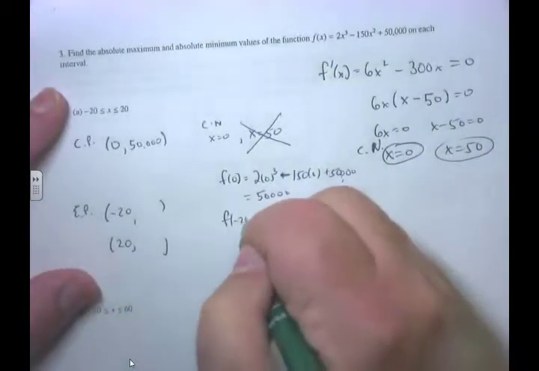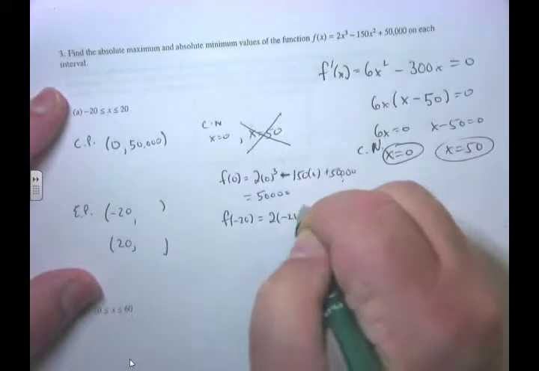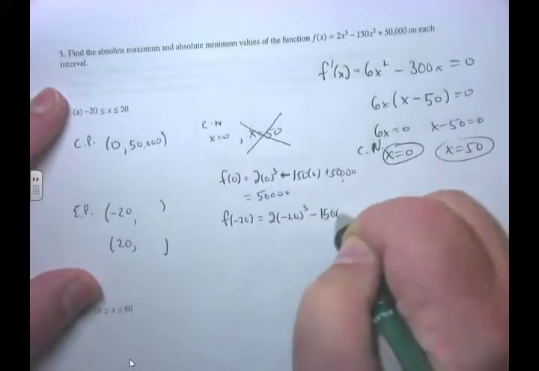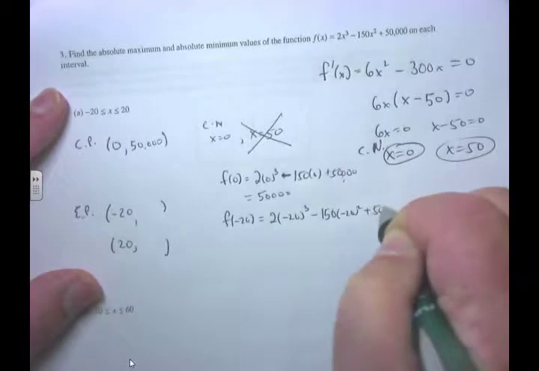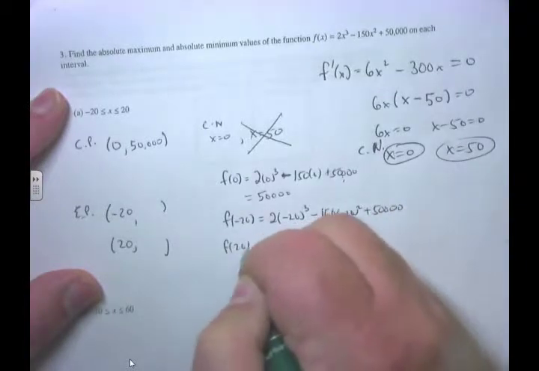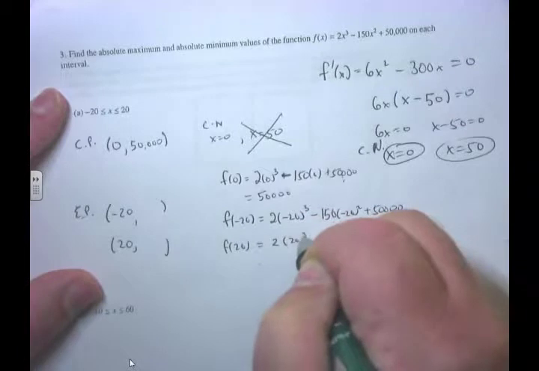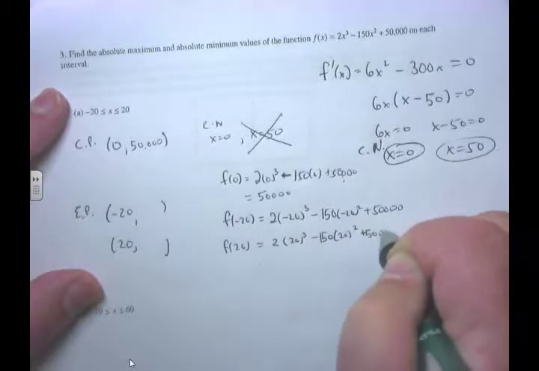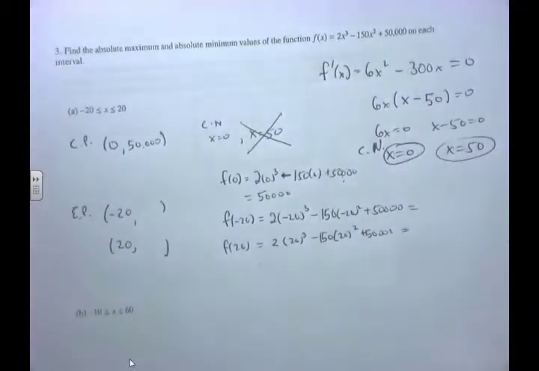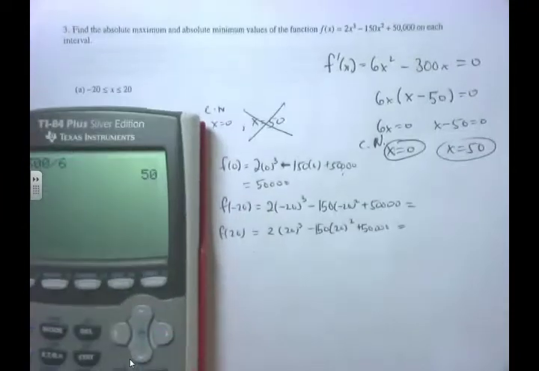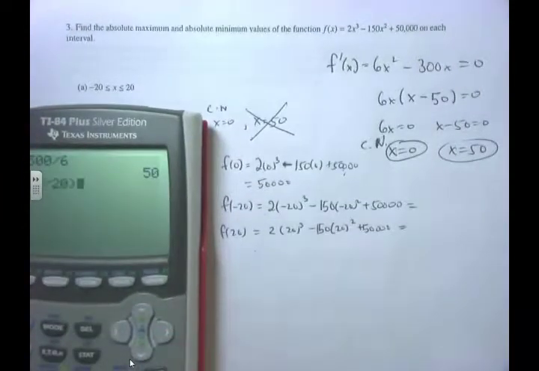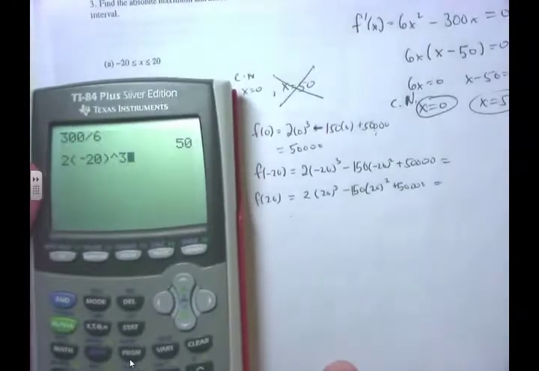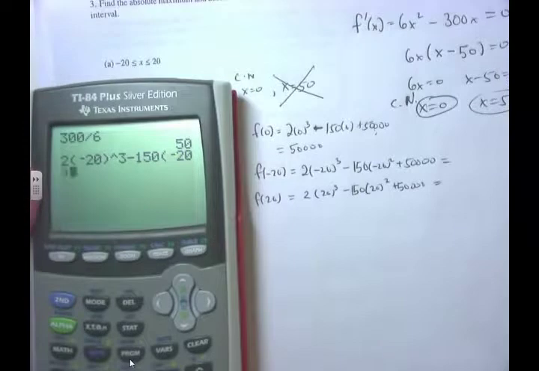I've got to find f of negative 20. That's 2 times negative 20 cubed minus 150 times negative 20 squared plus 50,000. And I've got to find f of positive 20. That's 2 times 20 cubed minus 150 times 20 squared plus 50,000. Let's see what we get here. So, plugging it in, 2 times negative 20 cubed minus 150 times negative 20 squared plus 50,000.